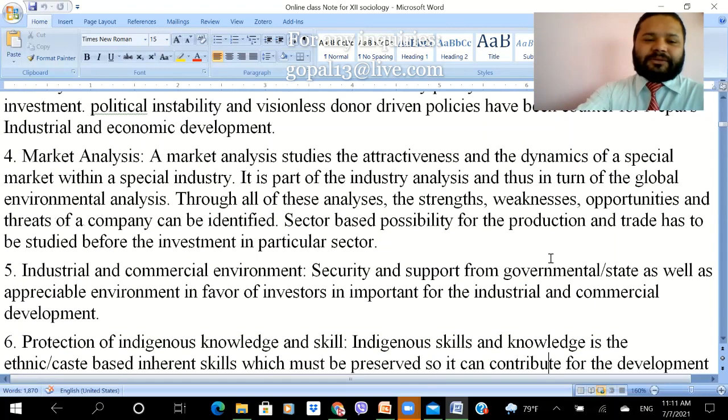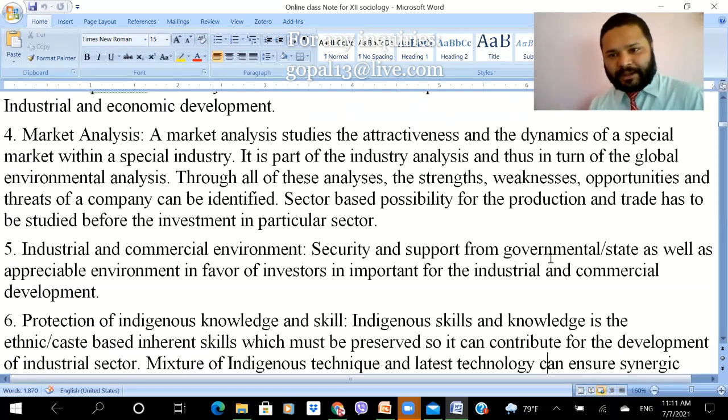Then market analysis is also really important, because without analyzing the market, we cannot ensure sufficient or efficient service and product. Okay, so market analysis is a very important aspect for the commercial and economic development of the nation. In the industrial and commercial environment, there must be security and support from the government or the state. We have already talked about that in the policy point as well, right? But we can go through this. We can keep the industrial and commercial environment within the policy topic as well.